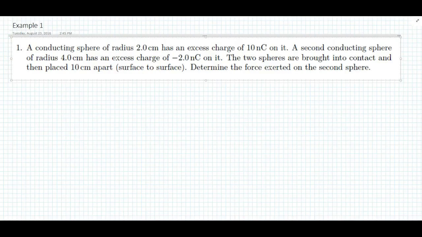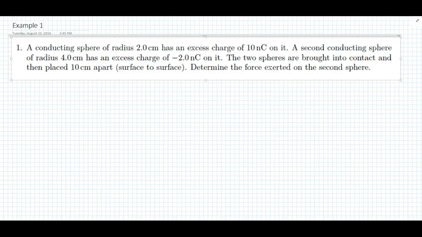Alright, so this is example 1. I like this example because it's got a lot of features in it that cover the concepts of this module pretty well. I'll assume that you've read this problem, that you've tried to work this problem out on your own already, and I'm just going to work through the solution and highlight sort of the important points about the solution.